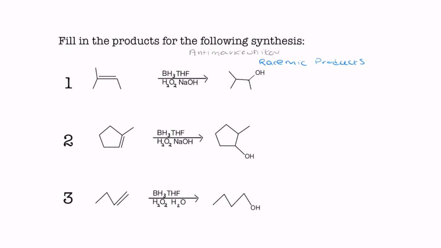So this alcohol can either be drawn on a wedge or on a dash. Essentially, both products would form. And we call this a racemic mixture, because these two are enantiomers of one another. So take a moment to redraw the products of number 2 and number 3 as a racemic mixture.